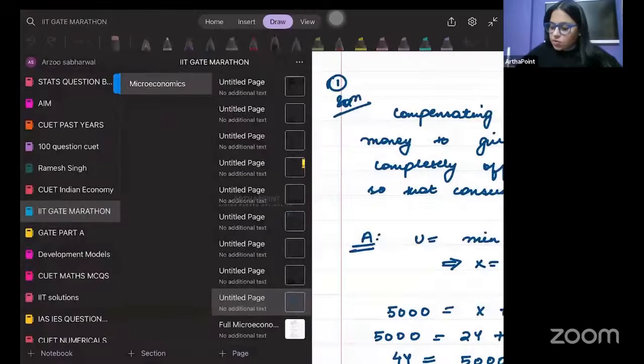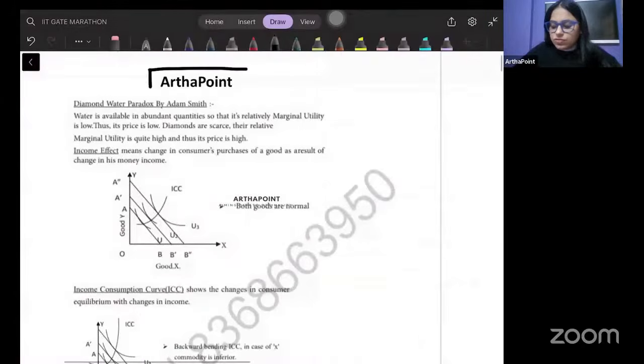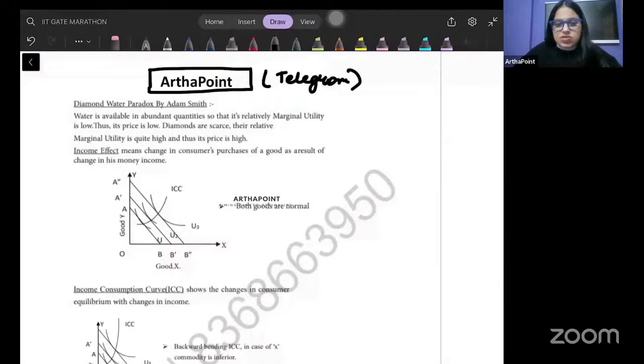I hope all of you have also got the second revision notes. I think they have already been posted on your Telegram group. Can you just confirm once? Just say yes or no if you have them on the group. Okay, great. So you can use these notes for the second part of microeconomics revision. Okay, good. Let's start then.